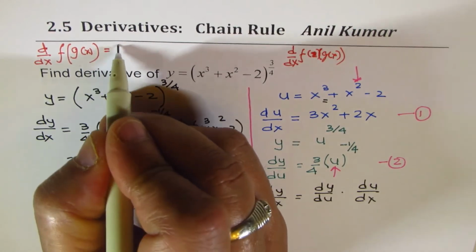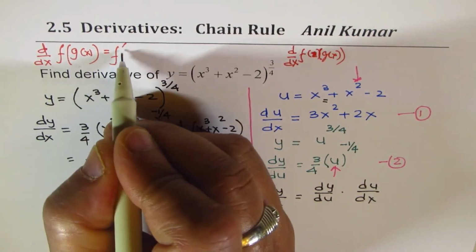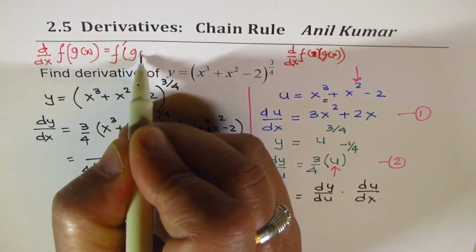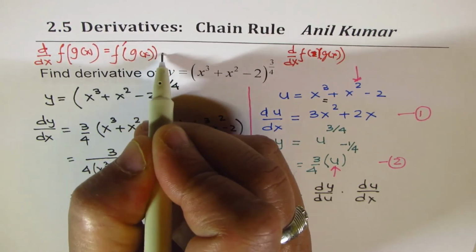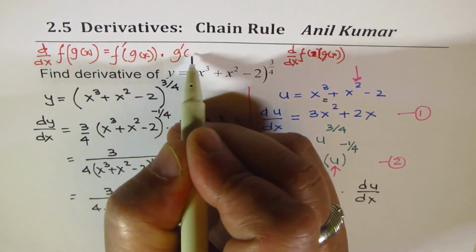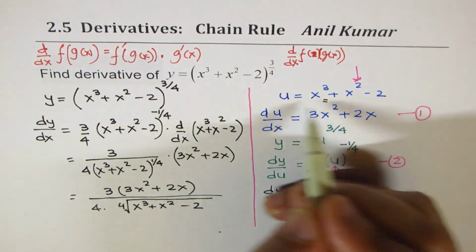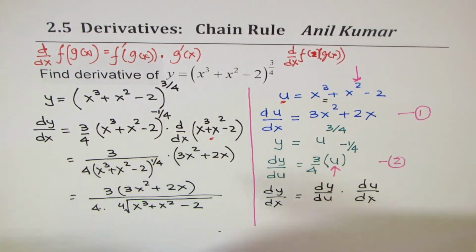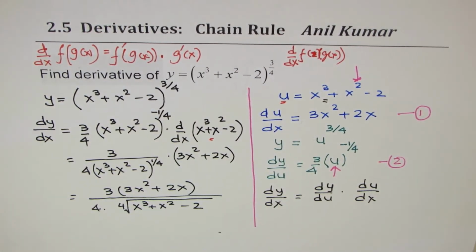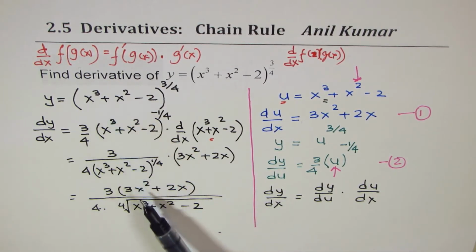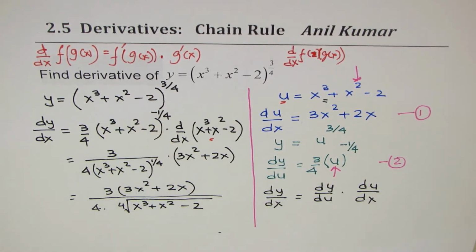Then you could write this as the derivative of the function f of g of x times the derivative of the inside function, that is u for us, times this function. Do you get an idea, right? So I have explained the rule now. In the coming videos, I'm not going to explain this part, but I'll do exactly as I did here, right? I hope that makes sense to you.